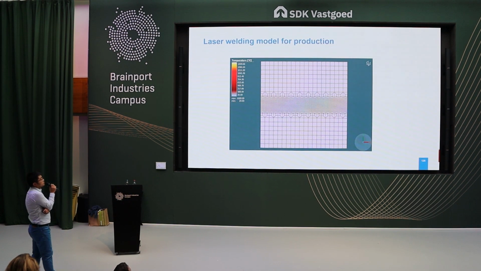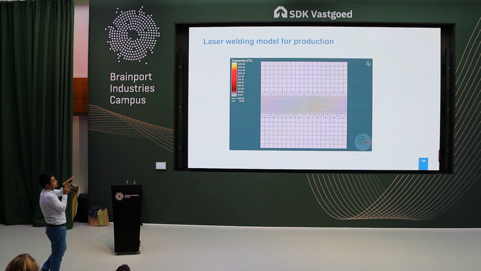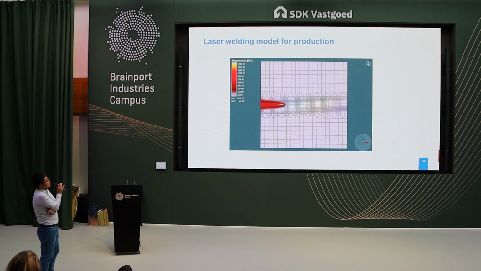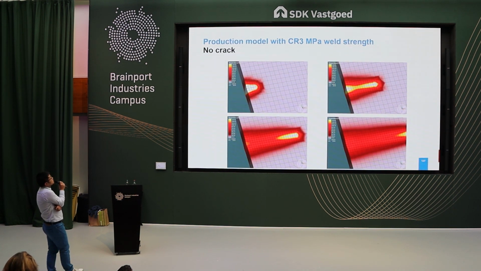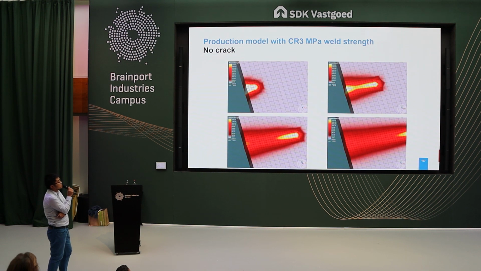Then we come to the production mode, because in production we always have the butt welding configuration. So basically, you put the two coils together and then make a weld. In this model, I didn't include any criterion, so it's just a welding simulation. But in the next model, I've put the criterion 3 from DP800 into this model, and I was surprised that in our production model, with this criterion, it didn't show any crack.